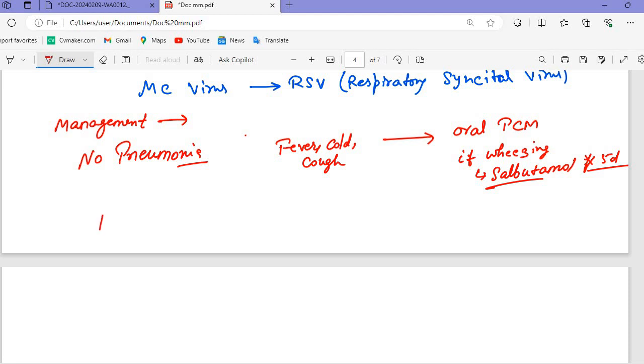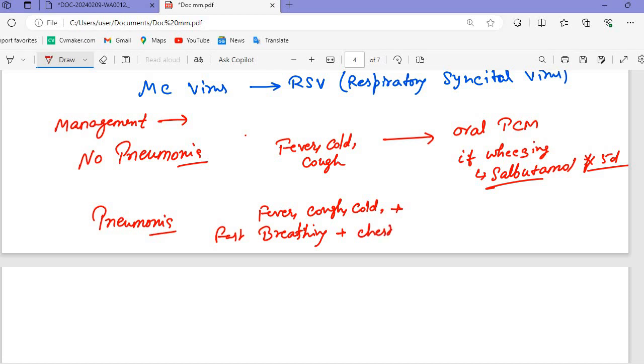But if the person has pneumonia, that is mild pneumonia, the person will have fever, cough, and cold. As I told you yesterday, there is fast breathing. When fast breathing is there, the chest is indrawing, the chest is going up and down. So that is the breathing pattern: fast breathing, plus chest indrawing.